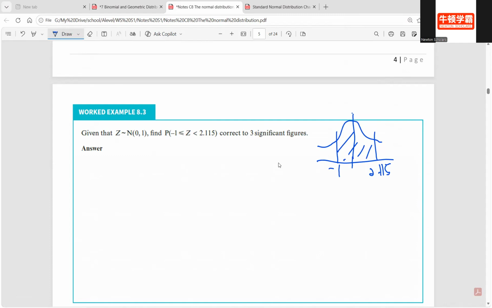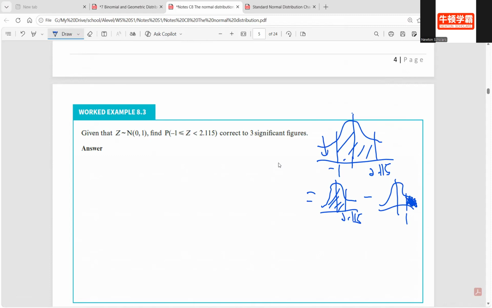So what we try to do is, I draw it. Actually it is the whole thing up to 2.115. The whole thing. You need to minus this part, right? So that I can get until the -1. So if I want to minus the small part here, meaning that I reflect this one here, because I cannot get negative in my table, only get positive.